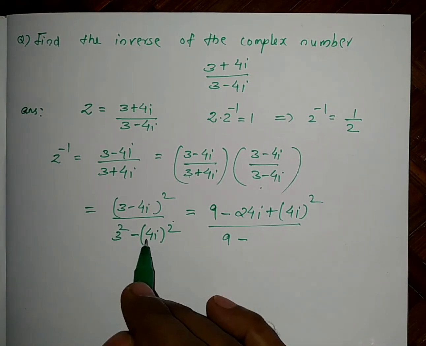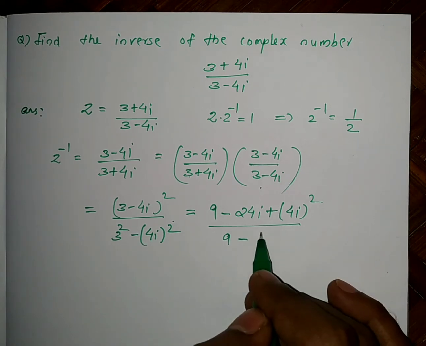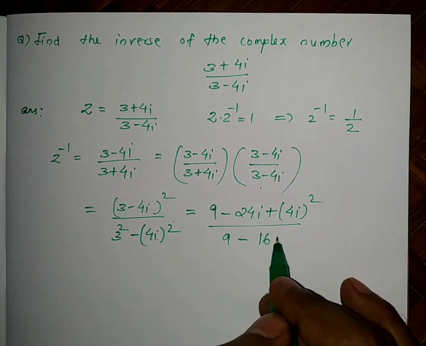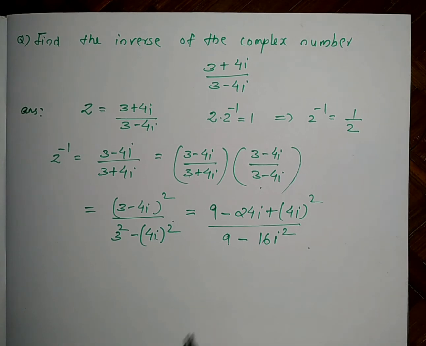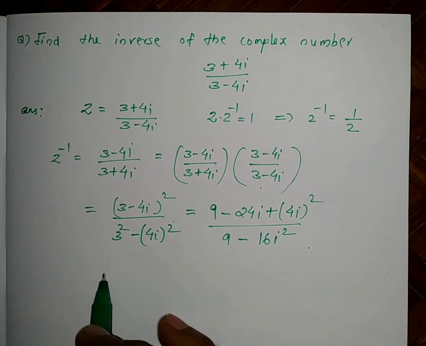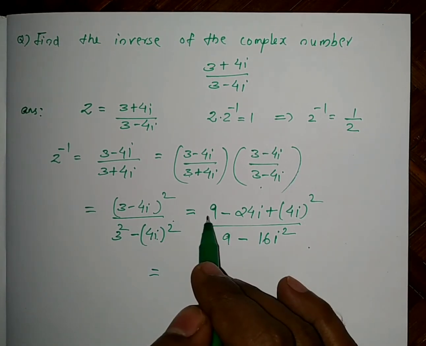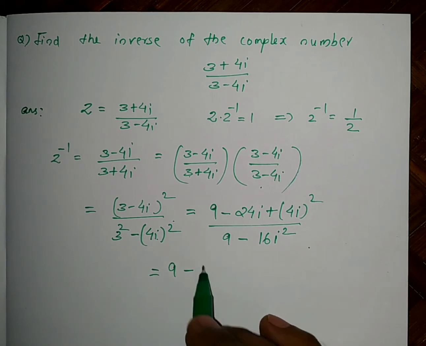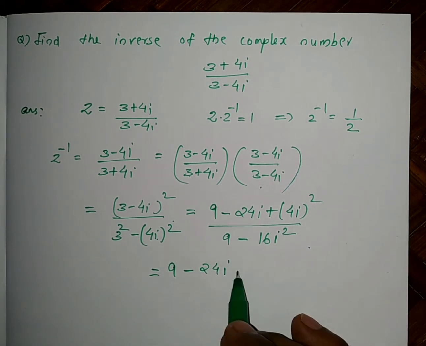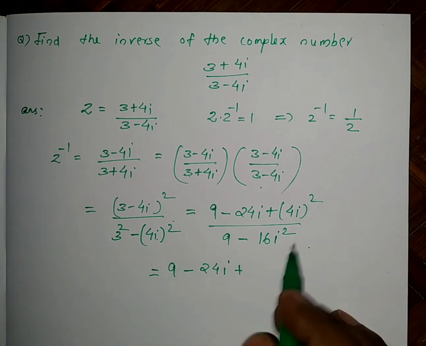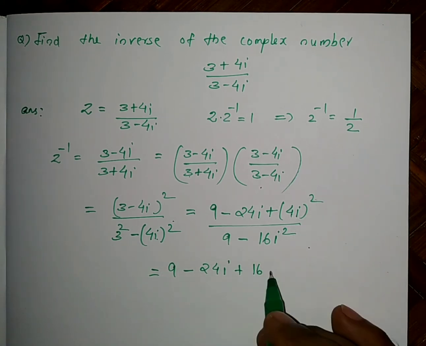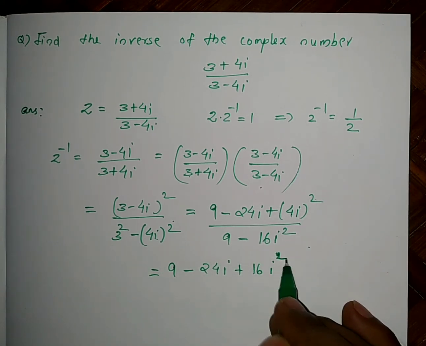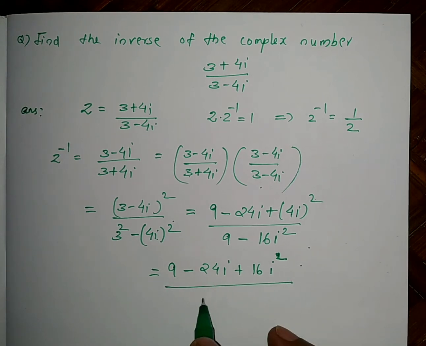9 minus (4i) square, which gives 16 i square. So this is equal to 9 minus 24i plus 16 i square, and the denominator is 9 minus 16 i square.